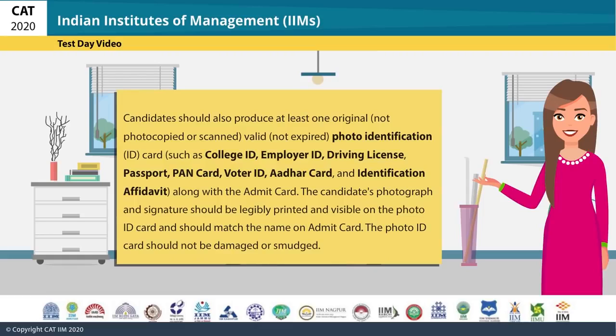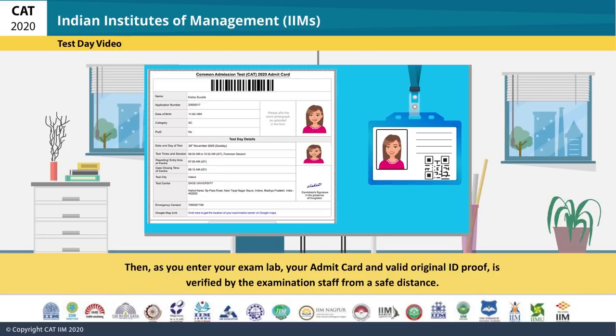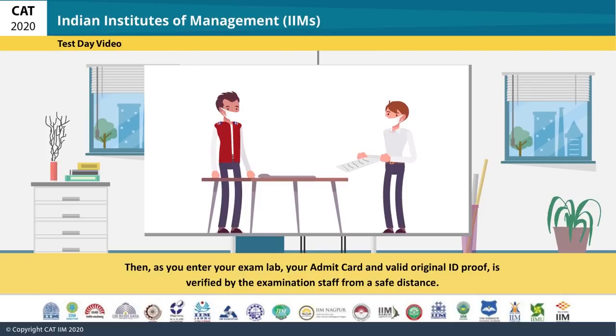The candidate's photograph and signature should be legibly printed and visible on the photo ID card and should match the name on the admit card. The photo ID card should not be damaged or smudged. Scribe affidavit, medical certificate in case you are using any pacemaker, implanted metal, or other devices due to medical reason. Then, as you enter your exam lab, your admit card and valid original ID proof is verified by the examination staff from a safe distance.